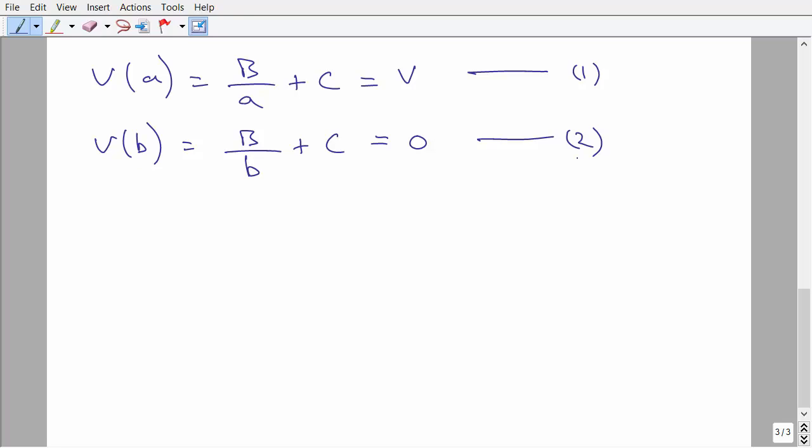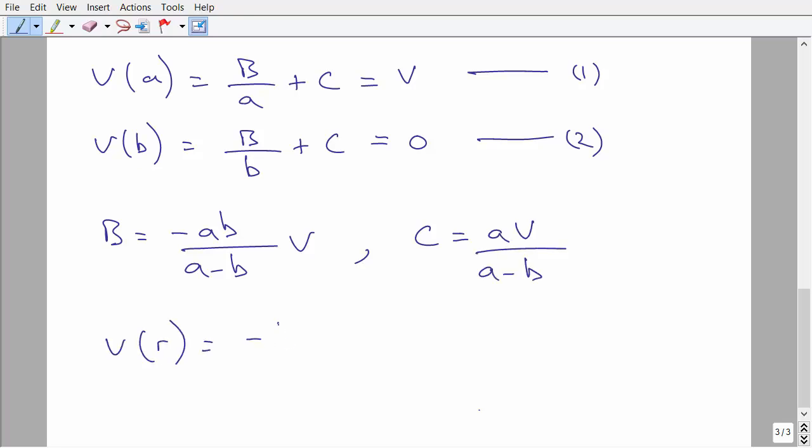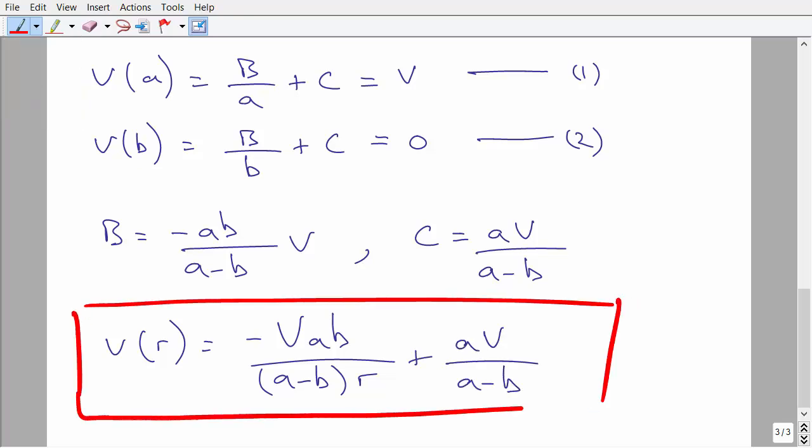Okay, so we have these two boundary conditions, and we can use those to solve for the two constants B and C, and I'll leave you to do that. But the two constants that you get are the following. You'll get that B is the following. Okay, so there's our result.